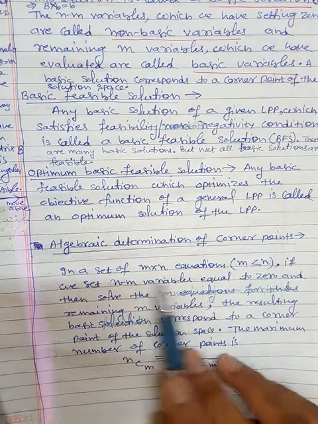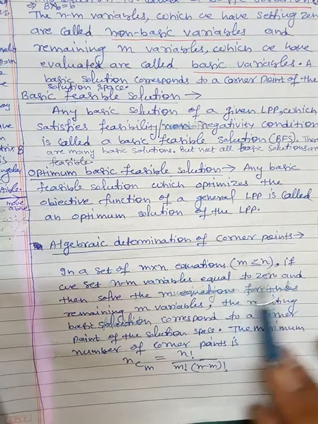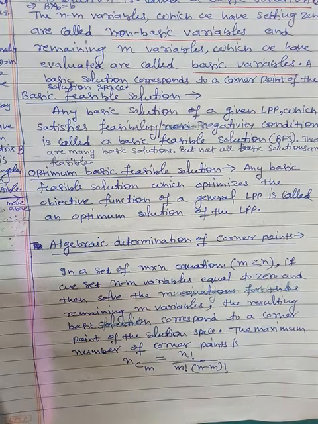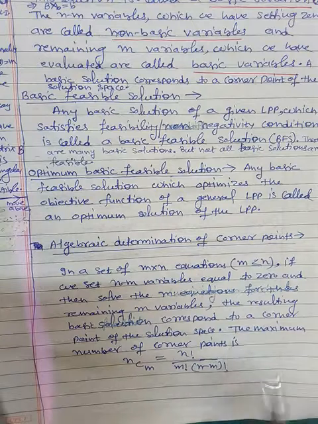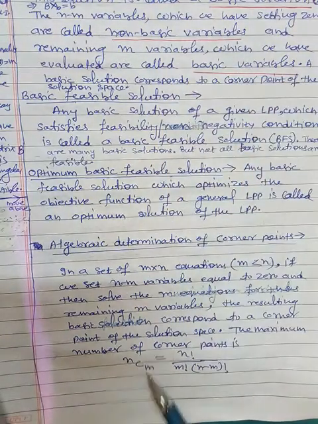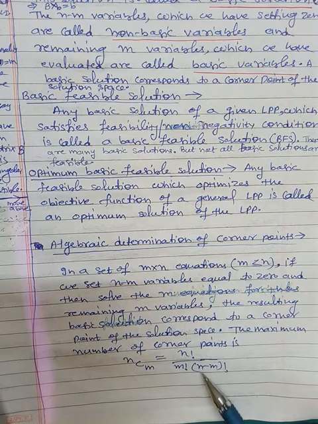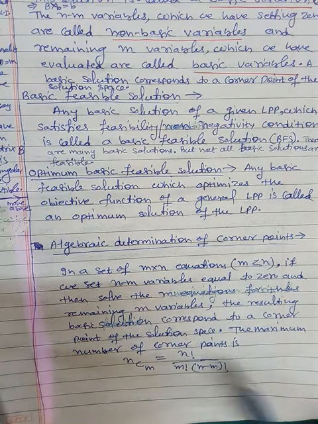So in a set of m equations in n variables where m is less than or equal to n, the maximum number of corner points, that is basic solutions, that can arise is nCm, factorial n divided by factorial m into factorial n minus m. So this will give you the maximum number of corner or basic solutions. Okay, let's see an example.